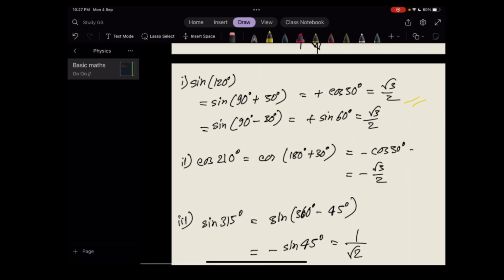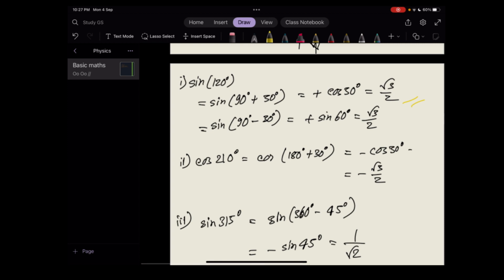Similarly, the value of sine 120 degree we can also find like 90 degree minus 30 degree, which is sine 60 degree, root 3 by 2.